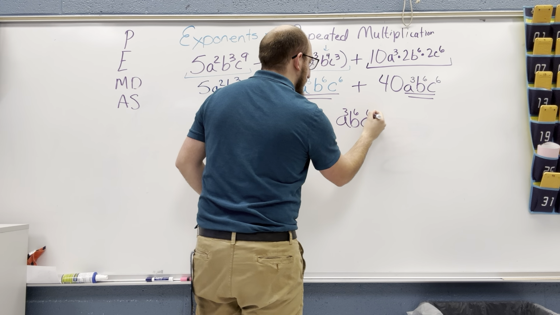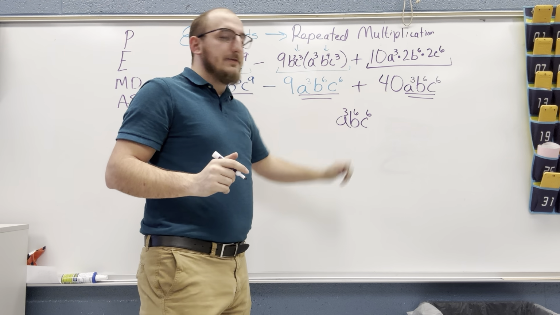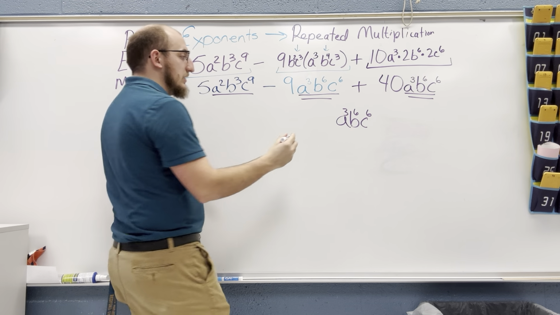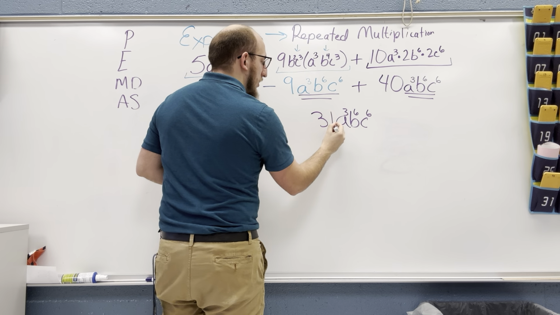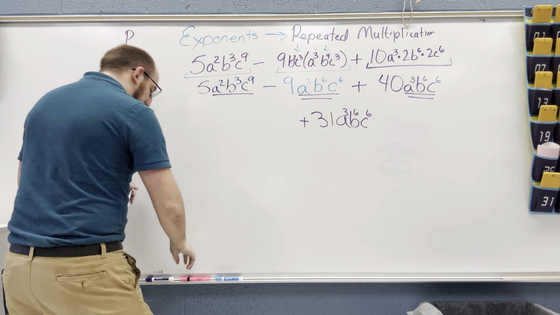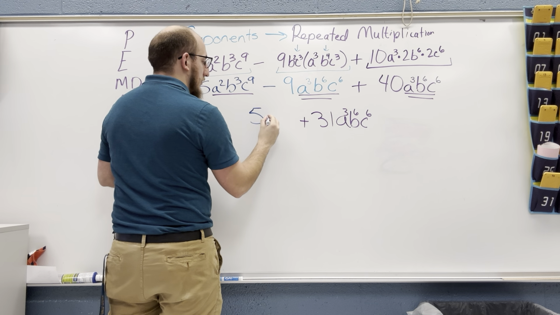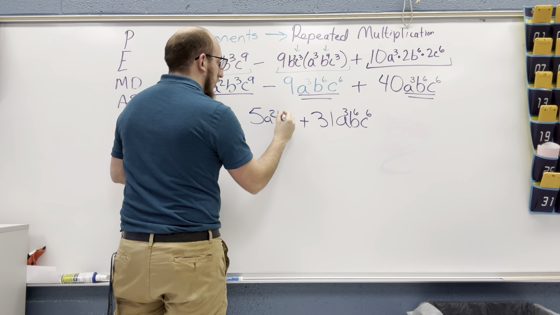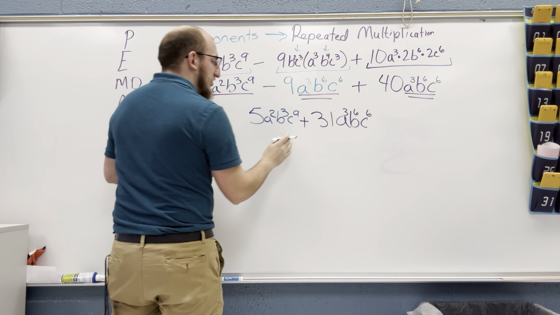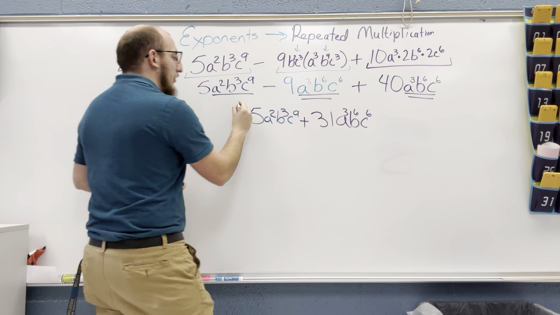3, 6, 6. And I can combine them. I have to think of what is -9 plus 40. -9 plus 40 is 31. And I know it's positive because the 40 is bigger than the 9. And then I can just drop down my friends from before that had no friends. And then just double check, can I put these two guys together? No. This is our final answer.